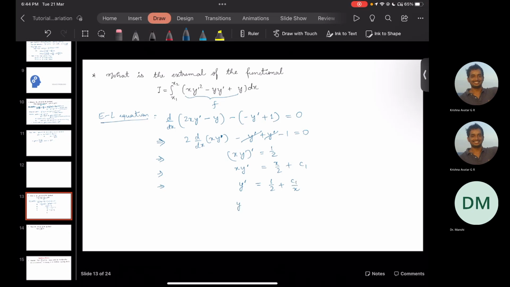Integrating it again, we have y is equal to x by 2 plus c1 natural log of absolute value of x plus c2. So this is our extremal, isn't it?